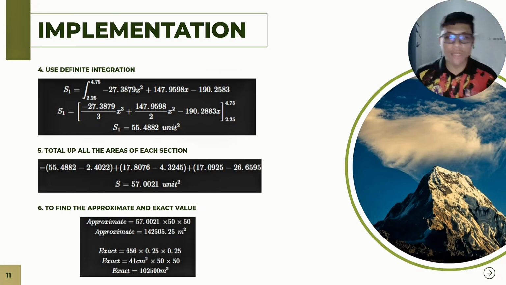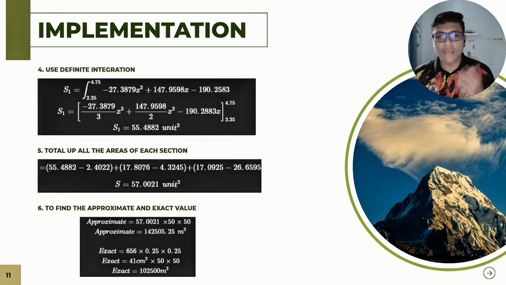Now we go to the fourth step, that is using the definite integration. We will integrate this using the interval of 2.25 and 4.75, which gives us an area of 55.4882 unit squared for the first section. For the other sections, we'll be using the interval of the start and end x coordinate of each section.